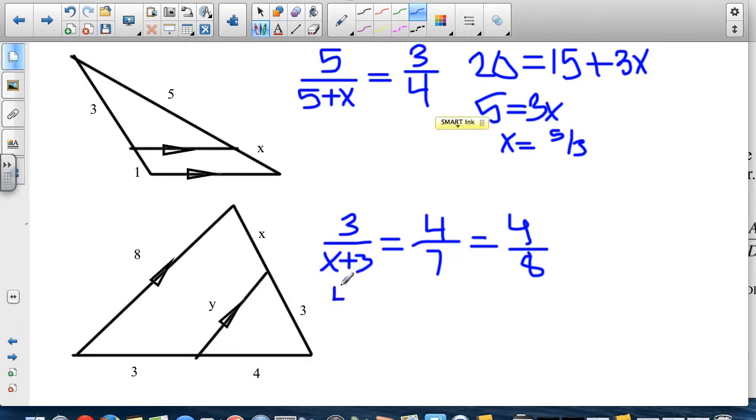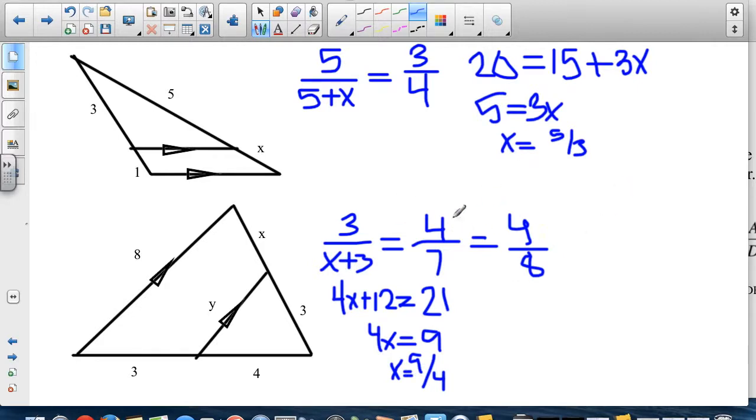You can cross multiply. I'm going to do the 4/7 and the 3 over x plus 3, so I'm going this way. Sorry, that's an equals, not a z. Okay, so we get 4x equals 9. So x equals 9/4. Okay, make sure I have the math right on that one.